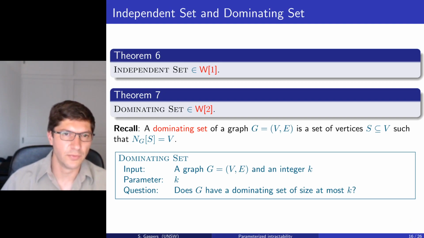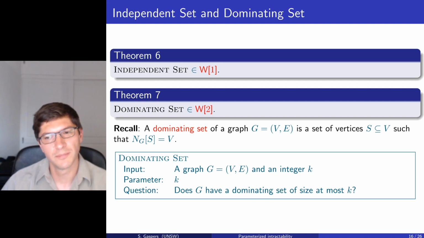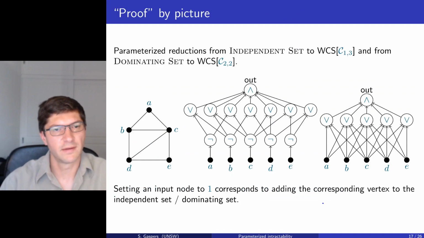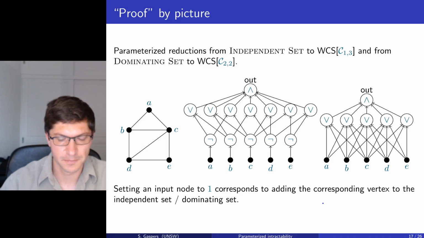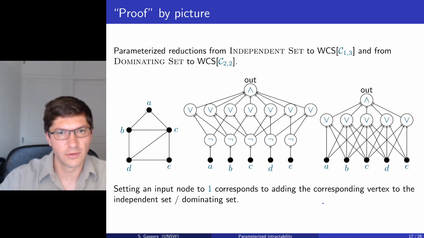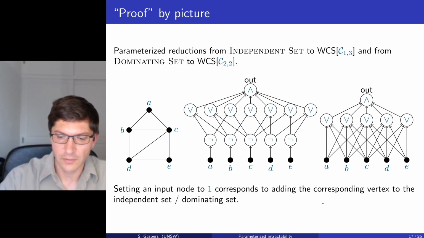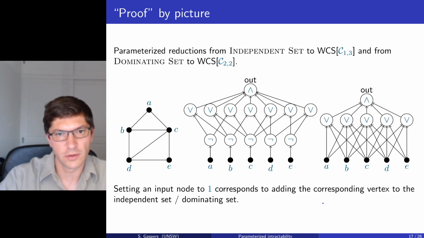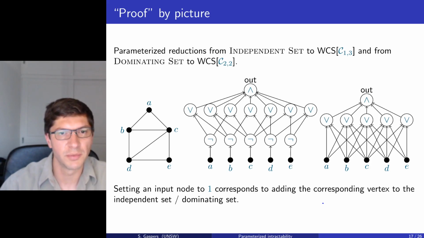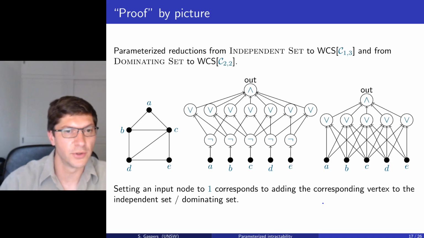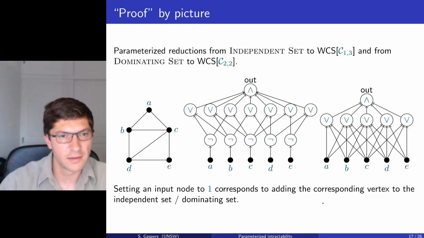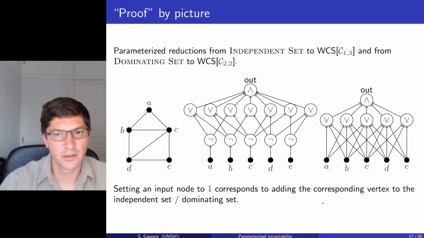I'm not going to prove this rigorously, but I'll give you a picture. On the left-hand side, we have a graph. Let's say that this is our input graph for independent set or for dominating set. And here I show you how to transform this graph into a circuit. The middle one is the circuit for independent set, and on the right-hand side we have the circuit for dominating set. As input, they have nodes that correspond to the vertices of the graph. The commonality is that if we set an input node to 1, this means that we add the corresponding vertex in the graph to the independent set or the dominating set.